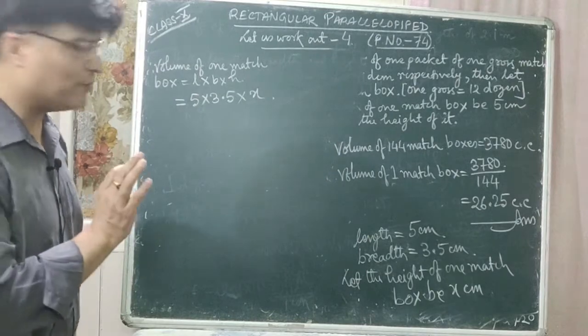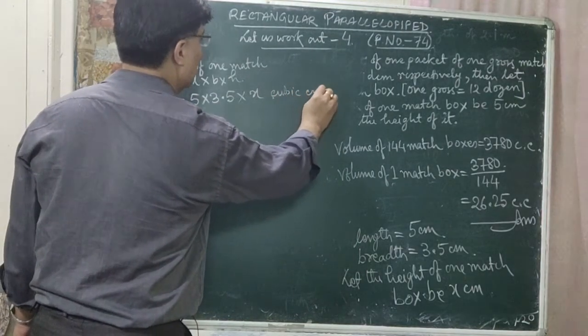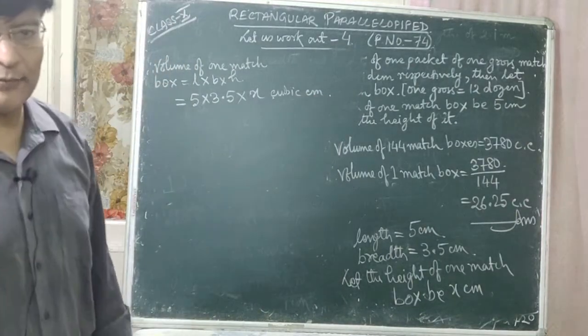Okay, don't simplify it here. So this is cubic centimeter. This is your cubic centimeter. So I think you have understood it.